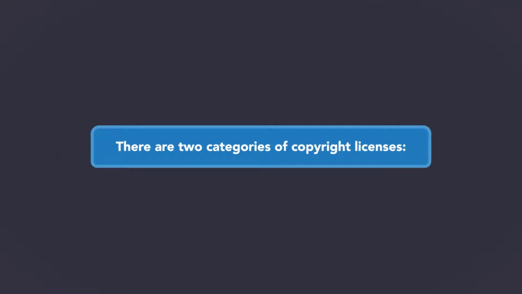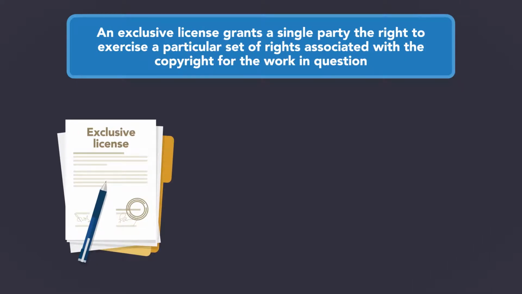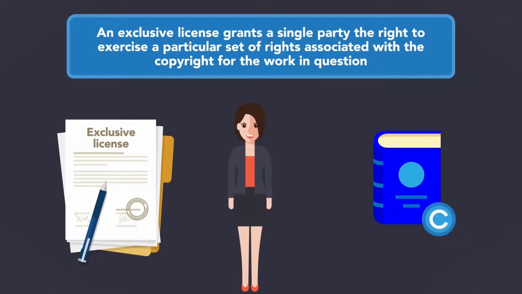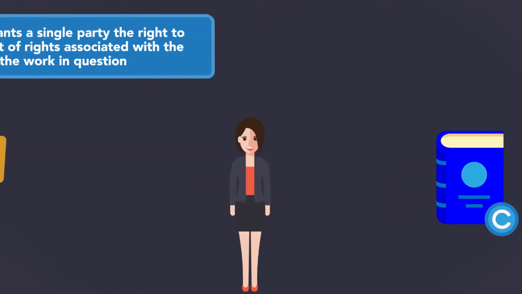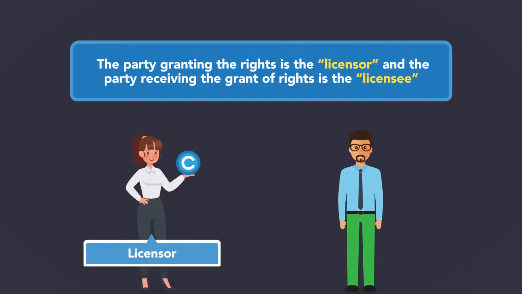There are two categories of copyright licenses: exclusive and non-exclusive. An exclusive license grants a single party the right to exercise a particular set of rights associated with the copyright for the work in question. The party granting the rights is the licensor, and the party receiving the grant of rights is the licensee.